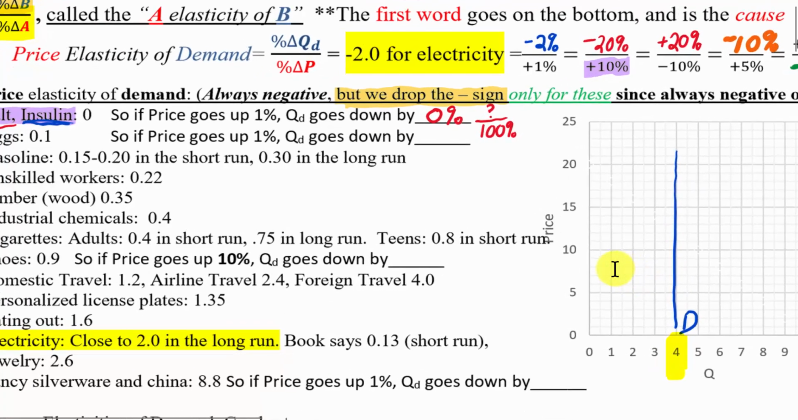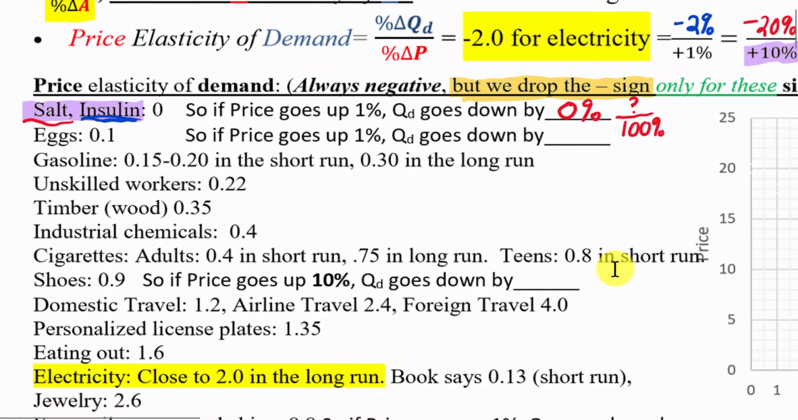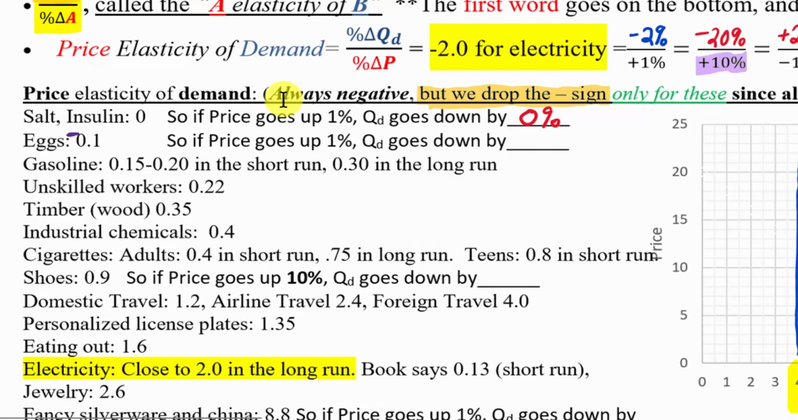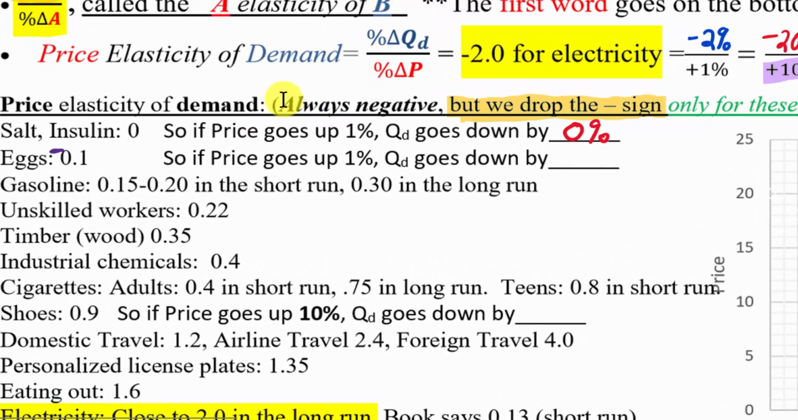All right, let's look at some things that are a little more elastic than salt and insulin. Eggs. Now this is still pretty inelastic, 0.1. Now keep in mind, this is really negative 0.1, but don't forget there's this lazy habit of economists that we drop the negative sign pretty often when we're talking about price elasticity of demand. You just have to know that it's always negative or zero, right? So eggs, very inelastic, close to zero, but not quite zero.